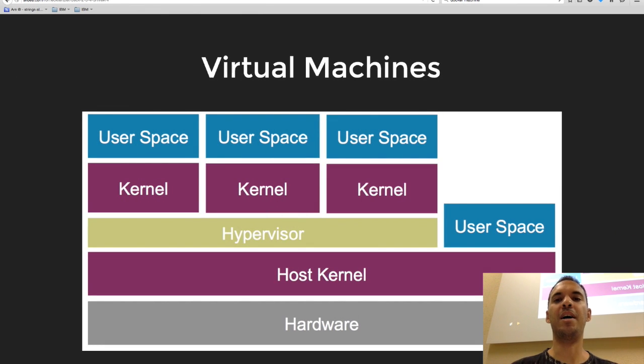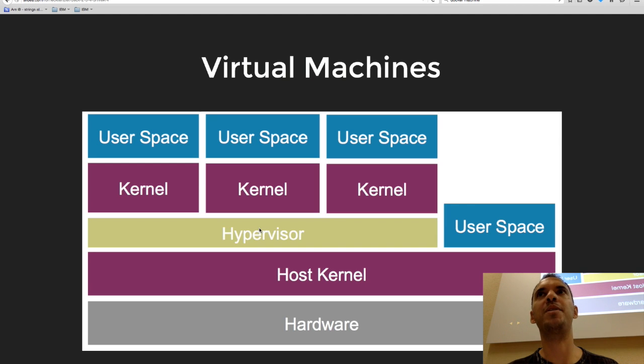So if you see virtual machines, here we still have the hardware. We have the operating system kernel. We might have some management processes running directly on the host kernel. And then the main thing is this hypervisor here, which basically creates a virtual hardware subsystem.